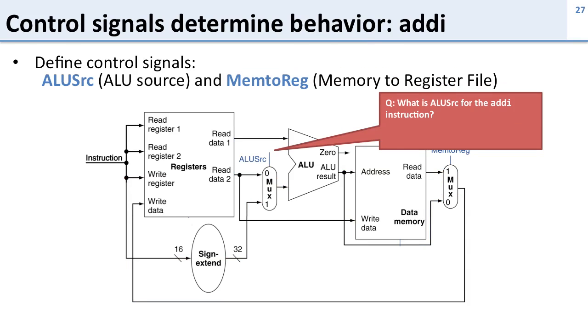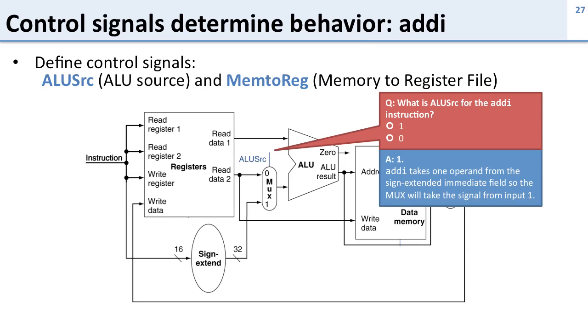So here's a question. For this MUX here, what should the value be for an addi instruction? That is an add immediate instruction. Should it be 1 or 0? Well, the value here should be 1, and that's because addi takes one operand from the sign extended value and one from the register file. So one operand from the register file, one from the sign extended, and so that means we have to select input 1 on the MUX.